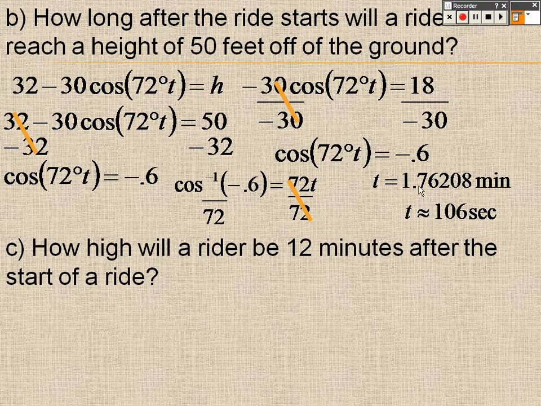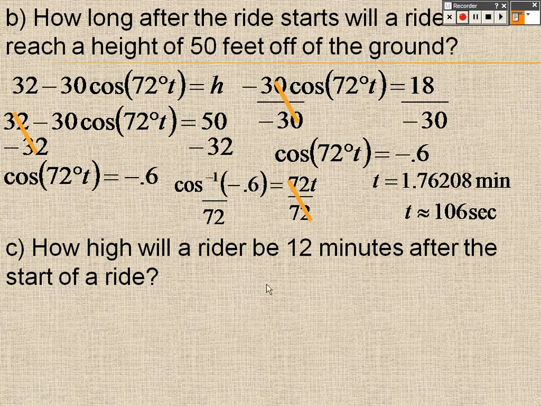Because 1 minute is 60 seconds, and 0.7 to 0.8 of a minute is roughly around 40-ish seconds.